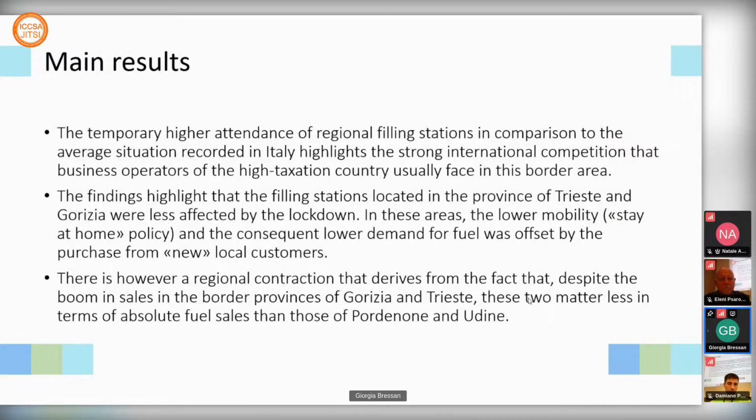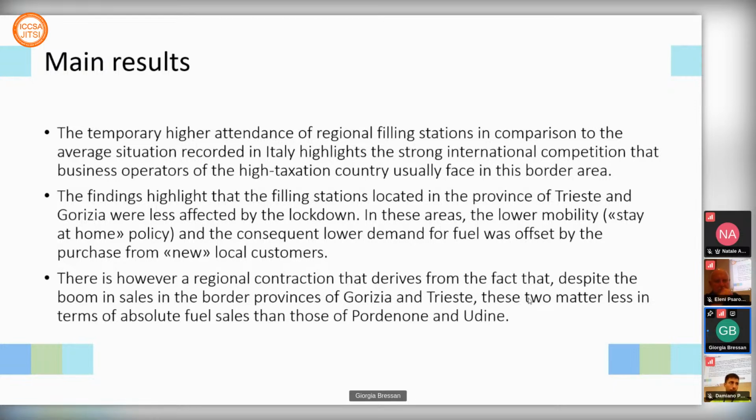Our findings highlight that the filling stations located in the provinces of Trieste and Gorizia were less affected by the lockdown. In this area, the lower mobility and the consequent lower demand for fuel was offset by purchases by new local customers. Those are the ones that usually go abroad in order to refuel, but in the context of the pandemic couldn't travel abroad.